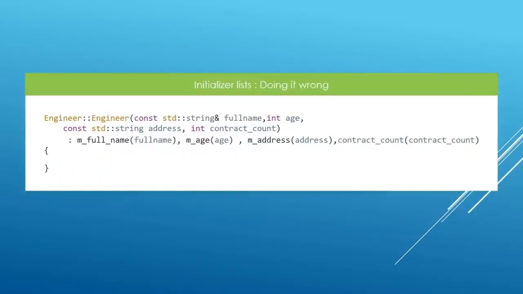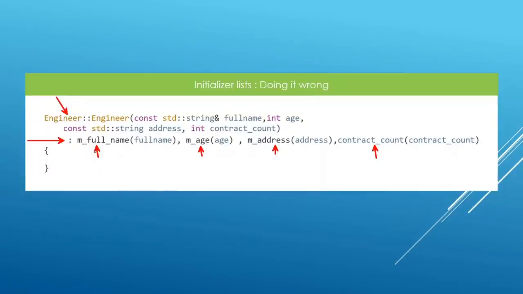Okay, some of you might think, what if I try to use an initializer list and do something like this? So I can say m full name and pass in my information. I can say m age and put in my information. I can say m address and put in my information, and then initialize the member variable that actually belongs to the engineer class that we are trying to build an object for here. And hopefully this is going to work, except the compiler is not going to accept this either.